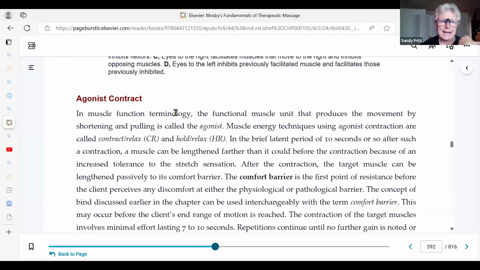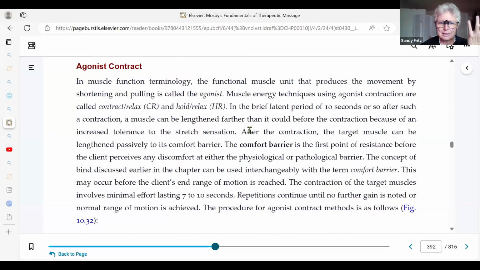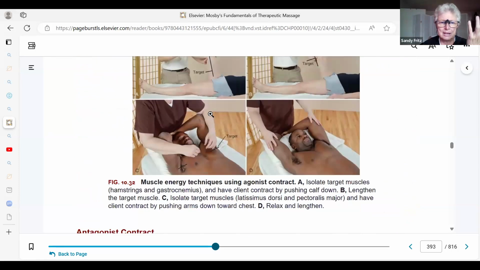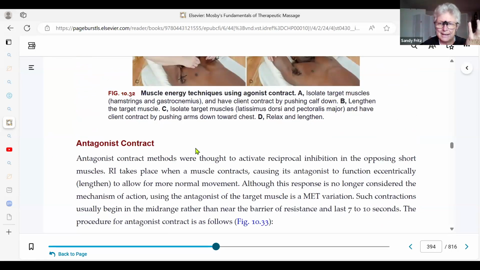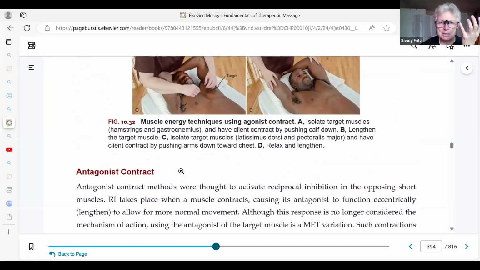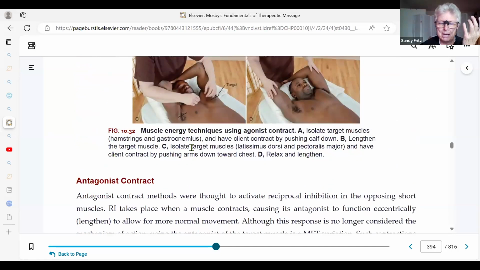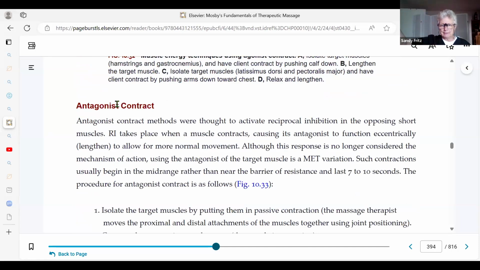So you've got agonist contract, also called contract, relax, or hold, relax. And here, and then you have antagonist contract. So you can get mixed up on this if you don't keep in mind where you're trying to create the length. And we call that a target muscle.